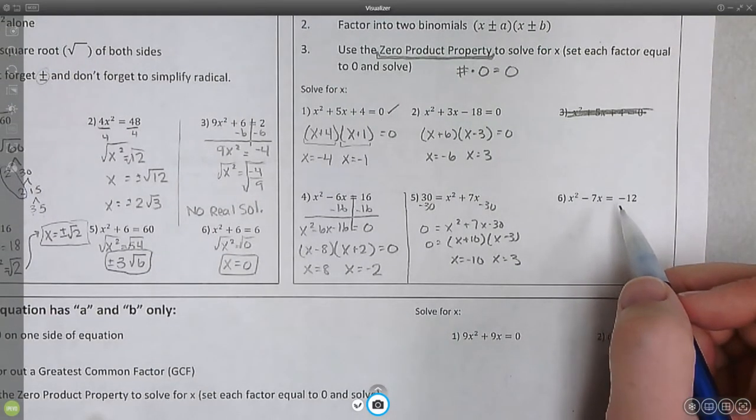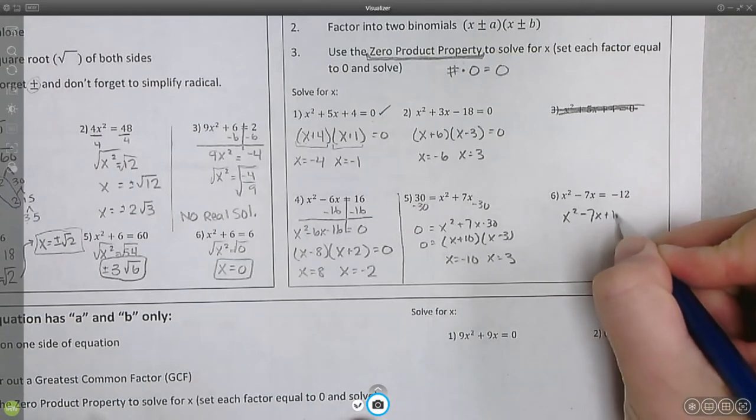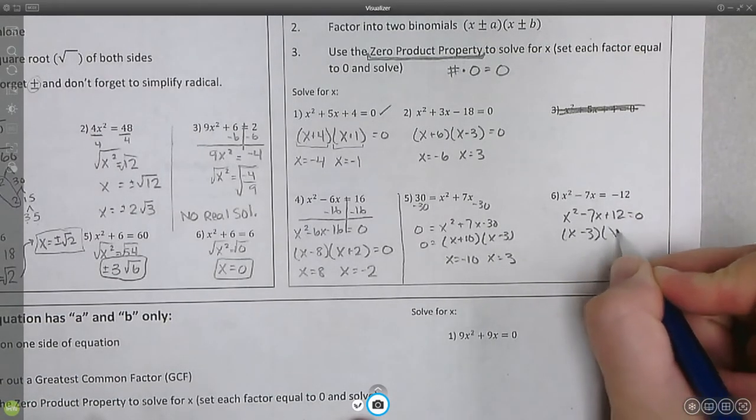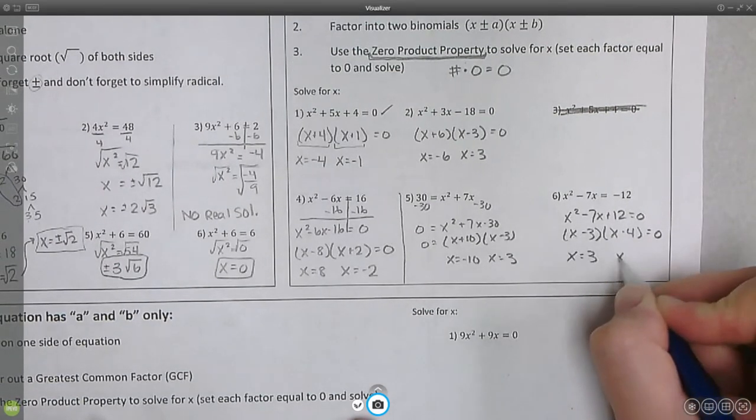This one, you're going to add 12 to both sides. So x squared minus 7x plus 12 equals 0. If you factor, x minus 3, x minus 4, and your solutions are x equals 3 and x equals 4.